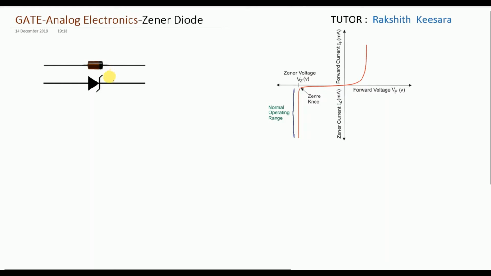So guys, this is the representation of the Zener diode, while this is the representation of the normal diode. You can identify which is Zener diode and which is normal diode in the question paper by this representation. This is important, remember this.